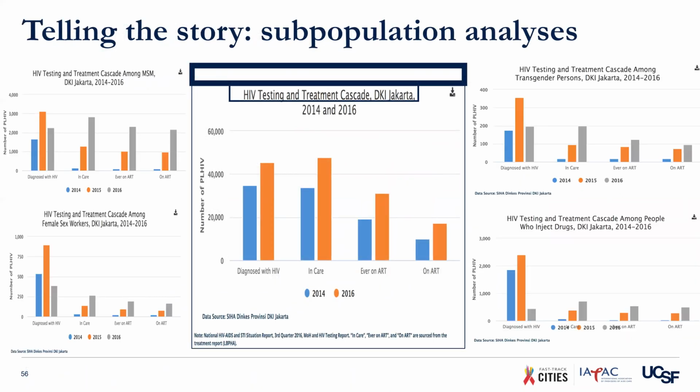In this example from Jakarta, we use the cascades to track epidemic progress in different subpopulation groups, which we again underscore as critical for targeting program interventions. So in this example, we compare performance across the cascade among men who have sex with other men, and female sex workers, as well as transgender persons and people who inject drugs in Jakarta.